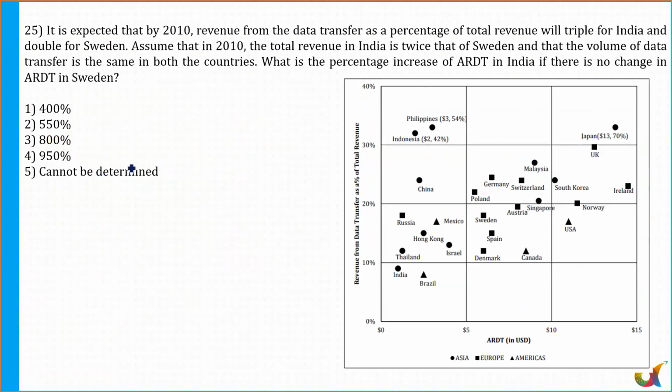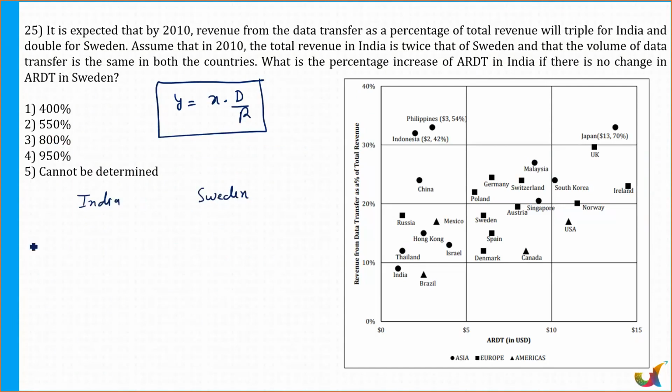It is expected that by 2010, the revenue from data transfer, let me write down the values here. We already know y is equal to x into total data upon total revenue. Now, it was expected that by 2010, revenue from the data transfer as a percentage of total revenue will triple for India and double for Sweden. So let me write down India and then Sweden.